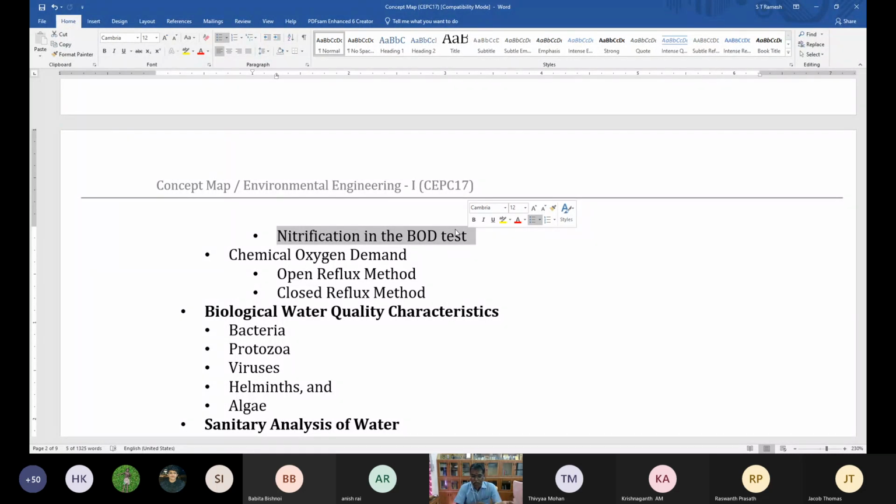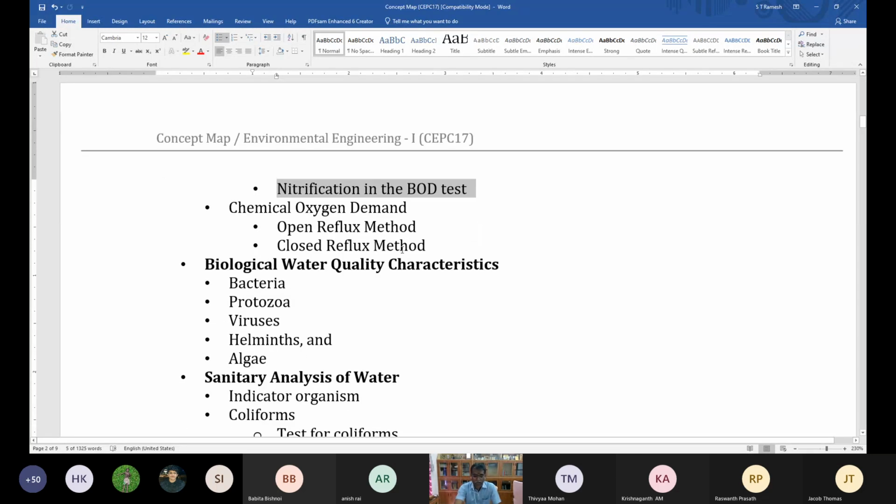Protein that you consume normally hydrolyses into ammonium or free ammonia, and ammonia further into nitrate. That process you can call nitrification. Once you go beyond 5 days of incubation, you are able to also estimate the oxygen demand by the nitrogenous bacteria. So we will be discussing a little bit on nitrification in the BOD test also.